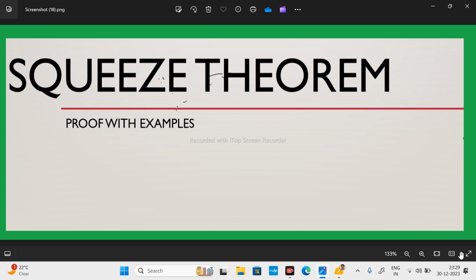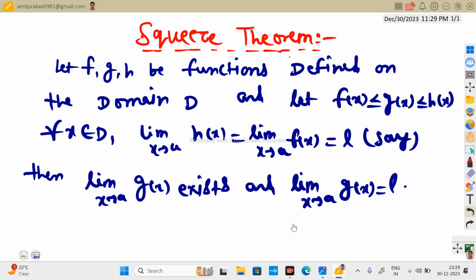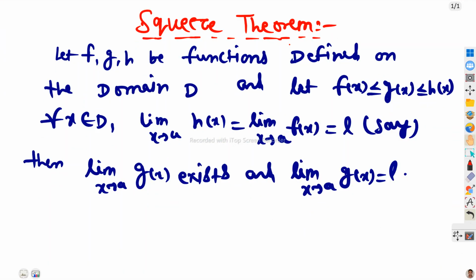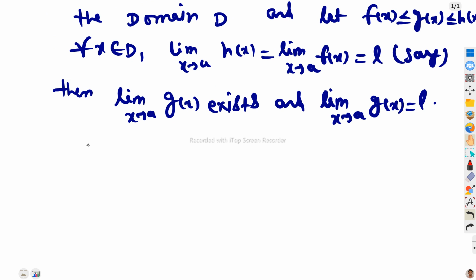We are going to state and prove the squeeze theorem and discuss some examples. The statement of the squeeze theorem is: let f, g, h be functions defined on the domain D, and let f(x) is less than or equal to g(x) and less than or equal to h(x) for every x in D. Let the limit as x tends to a of h(x) equal the limit as x tends to a of f(x) equal L. Then the limit as x tends to a of g(x) exists, and it is also equal to L. We are going to prove this theorem by the epsilon-delta definition, the formal definition of the limit.